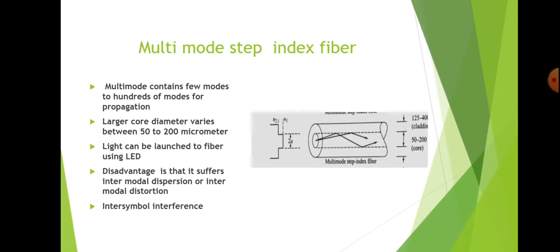Okay, and next, before going to the next topic, we have to discuss the disadvantages of this multimode step index fiber. The disadvantage of the multimode fiber is that it suffers from intermodal dispersion or intermodal distortion. Both are the same, and this is a major disadvantage of multimode step index fiber. Then what is intermodal dispersion or intermodal distortion?